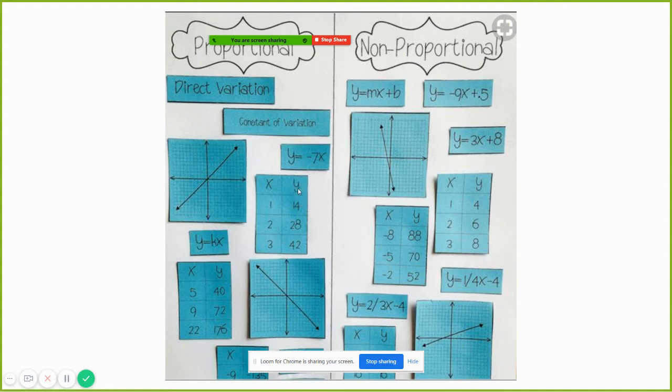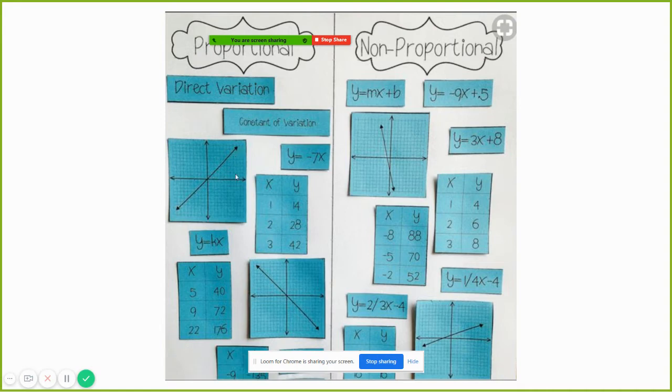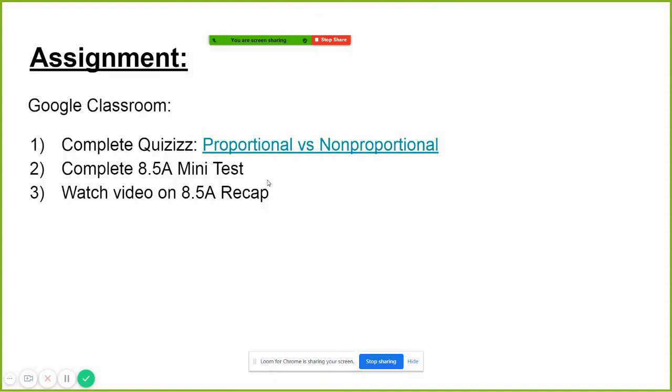When we divide y divided by x, they need to be the same number, such as 14 divided by 1 would be 14, 28 divided by 2 would be 14, and 42 divided by 3 would also be 14. On this side, we can see that the slope is negative, and it's passing through 0, 0. This one's positive. It's passing through 0, 0. And that is all the different things that have to do with proportional relationships.